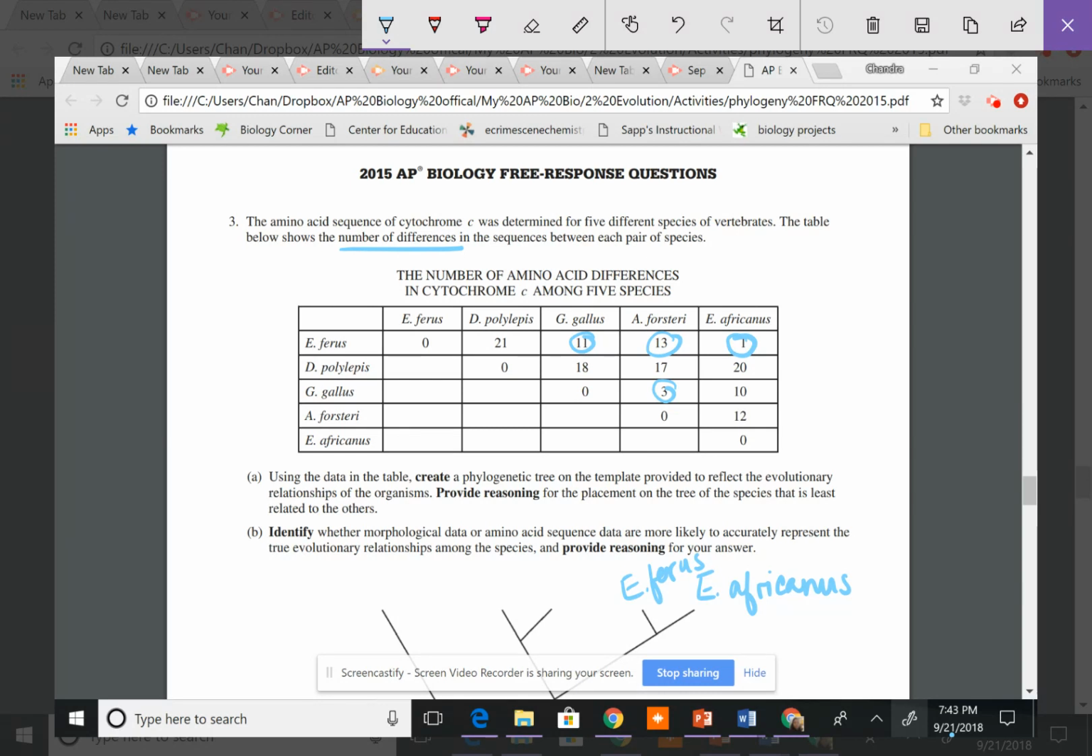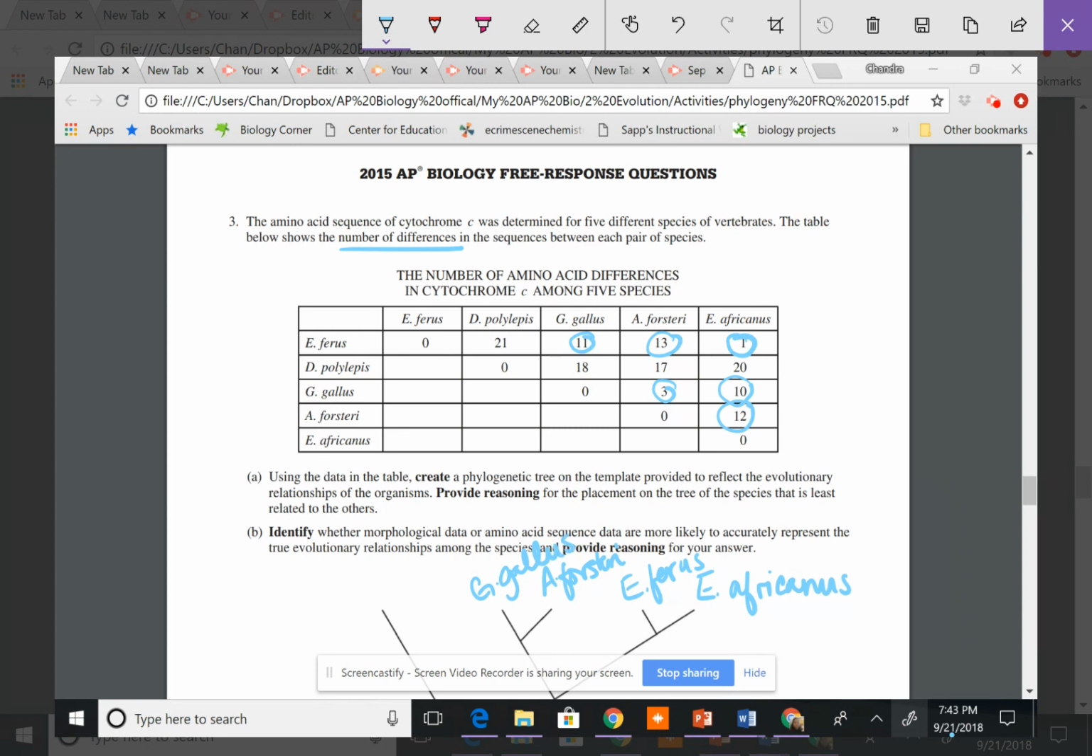And between africanus and gallus, there's a difference of 10. And between africanus and foresteri, there's a difference of 12. So that at least tells you that in comparison to the other two, there's probably going to have to be more nodes in between them. That would prompt me to put A. foresteri here and G. gallus here.